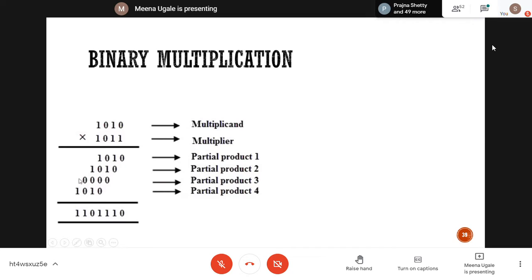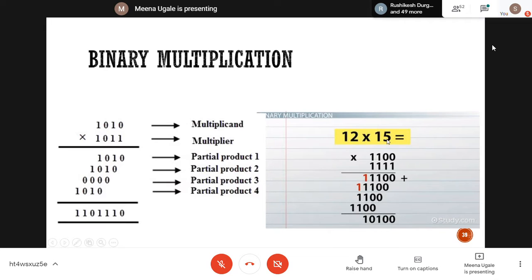Again for addition our rules are the same. 1 plus 0 is 1, 0 plus 1 is 1, 0 plus 0 is 0, and 1 plus 1 will be 0 and carry generated 1. So same way it is done, and then finally you are going to get some answer for the multiplication, which will be this one. This is your final product.